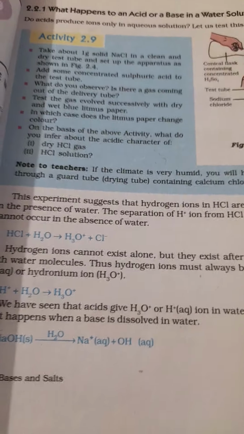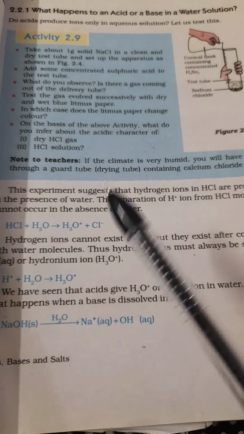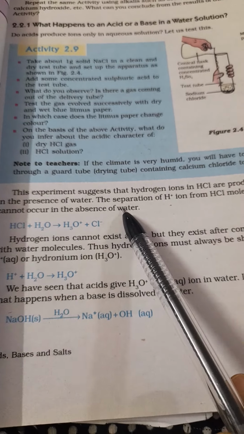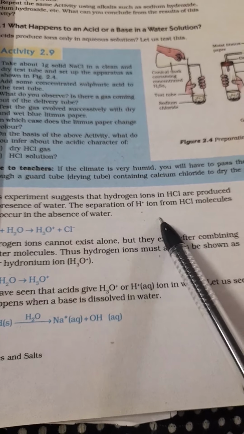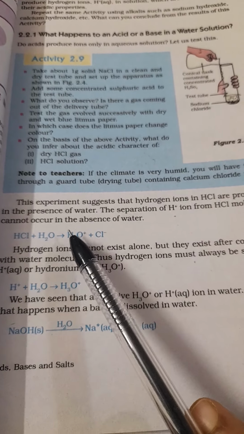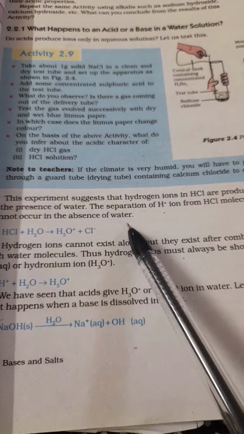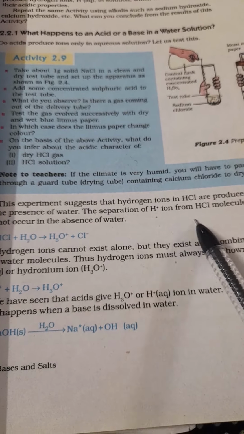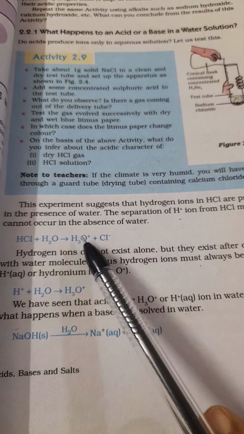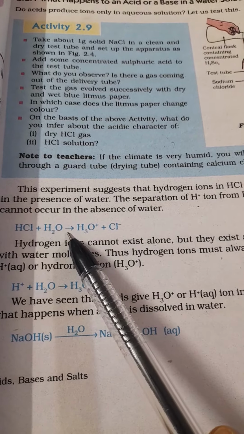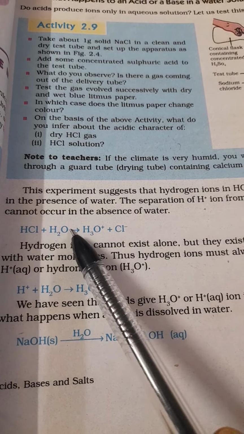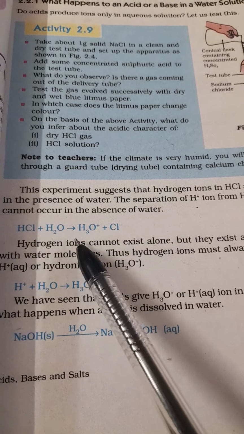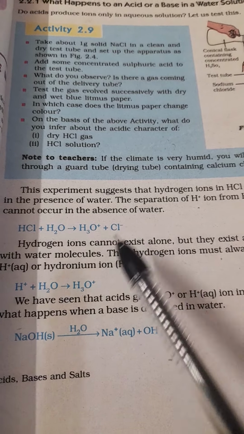Okay, so this experiment, what can you see from this? This experiment says that hydrogen ions in HCl are produced in the presence of water. So the separation of hydrogen ions from HCl molecules cannot occur in the absence of water. This is a very important point, note this. Okay, so H plus ions from HCl we cannot separate in the absence of water. See, HCl plus H2O gives H3O plus and Cl minus, it becomes ions. Okay, H3O plus ions and Cl minus ions.